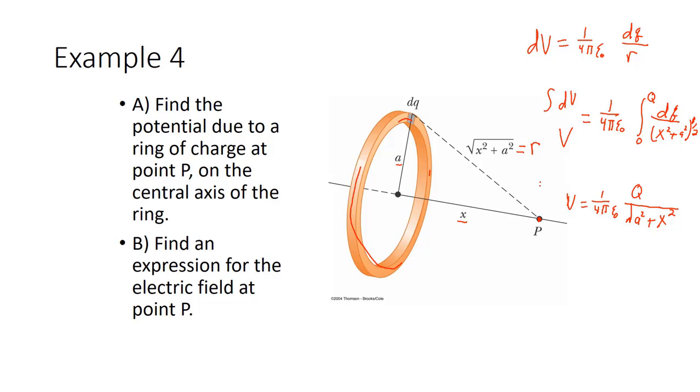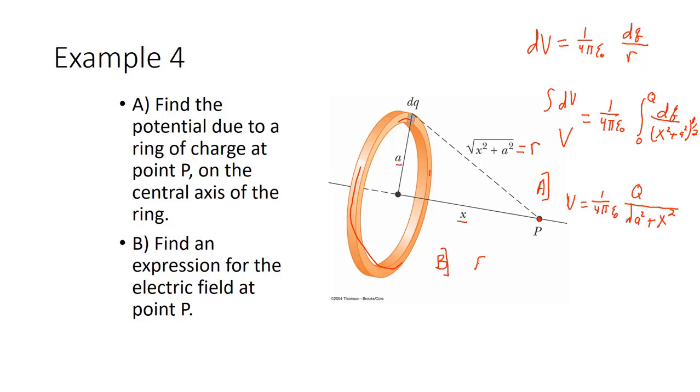And that would be our answer for part A, finding the equation of the potential at a point P on the axis. Then we're going to extend this, and we're going to find the electric field using this potential equation.